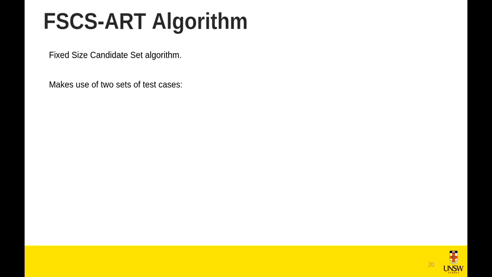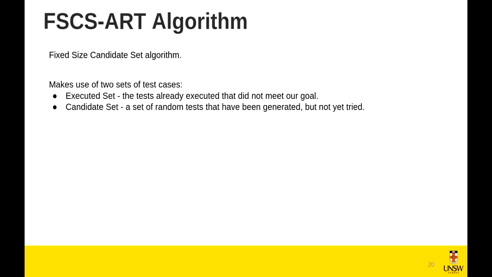So as indicated by the name, it makes use of two sets of test cases. The first set is the executed test set. These are tests already executed that did not meet our goal. So we try to maintain a set of test cases we have tried before, but those are not meeting the goal. Of course, because once we have met our goal, we should stop, right? And there's a candidate set, which means that there are some random test inputs generated but not used yet. So these are the candidate set. We try to make use of these two sets in our algorithm.